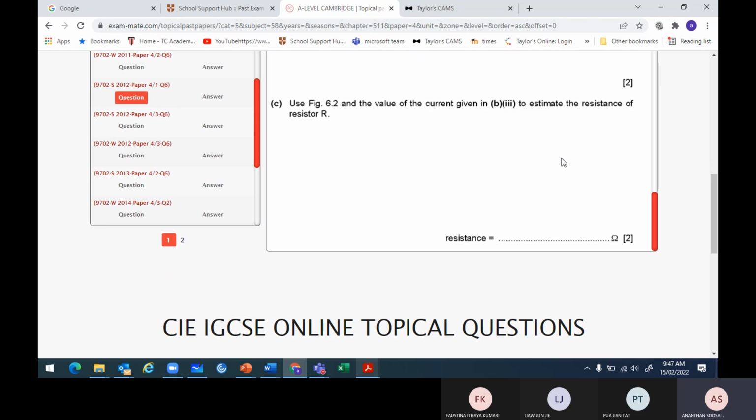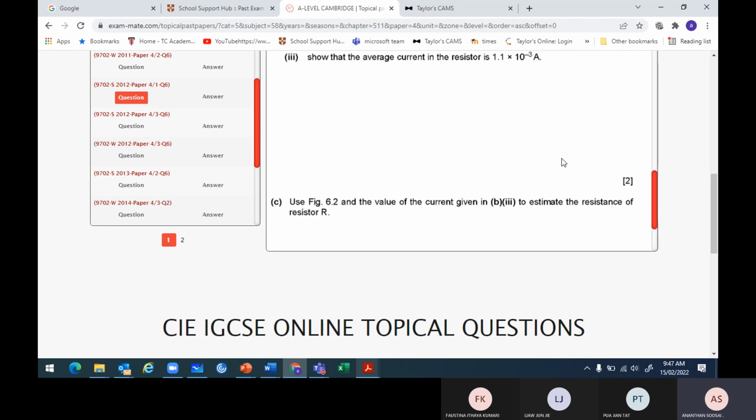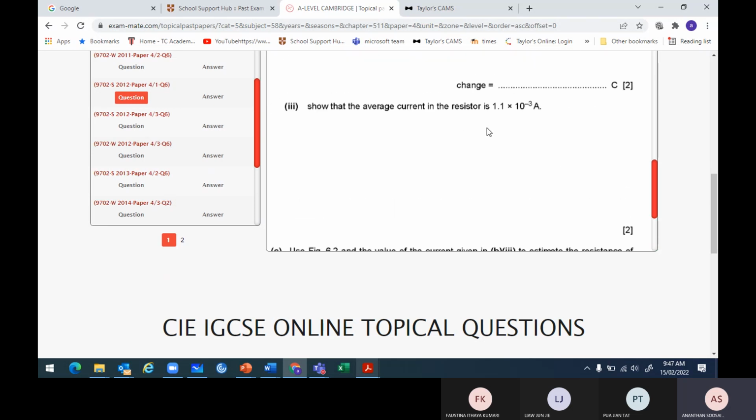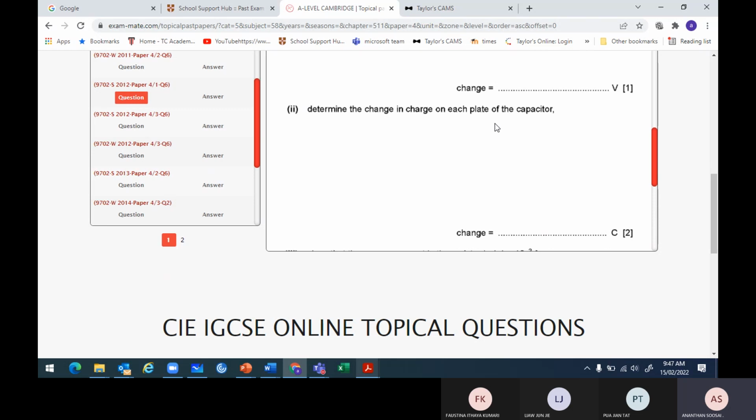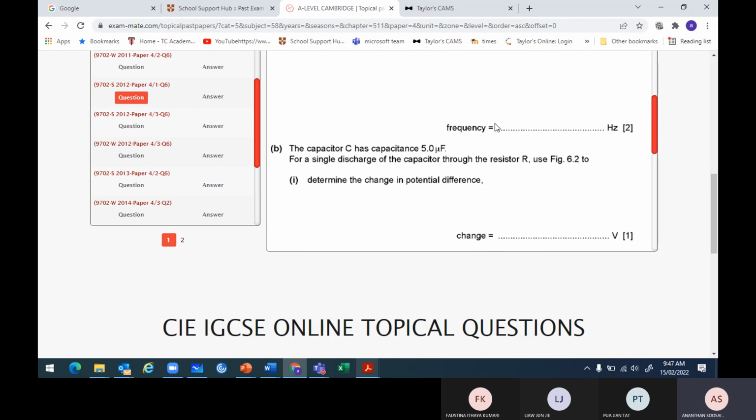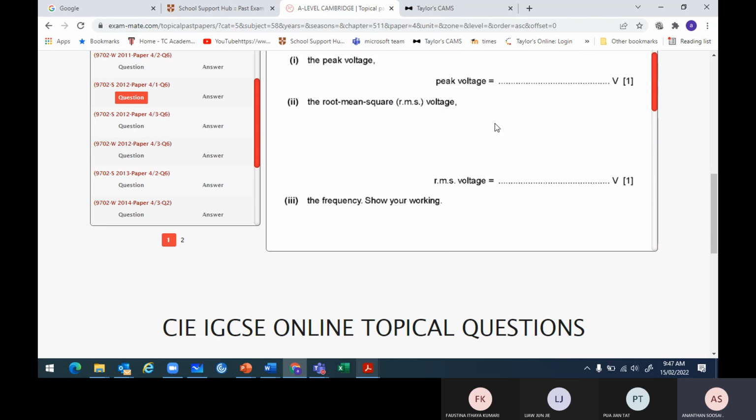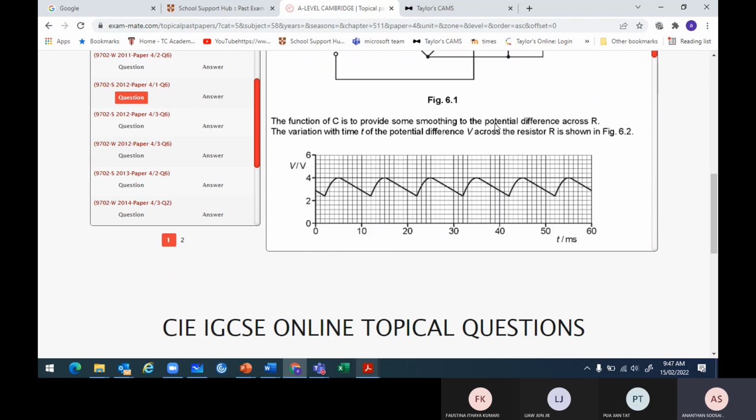Use the value of current given in V3 to estimate the resistance of the resistor. So you know the average current, and you find the resistance. How can you find the resistance? What else do you know? You know the current, capacitor, frequency given, root mean square, peak value given. Do you know the voltage? From the voltage, V equals IR.